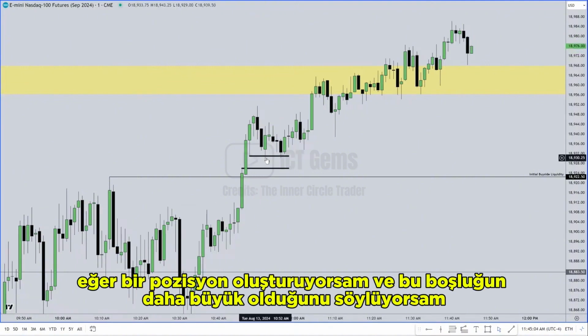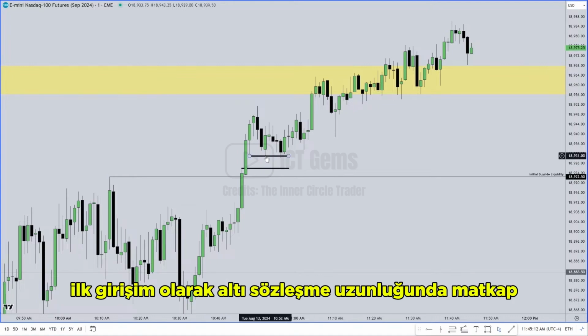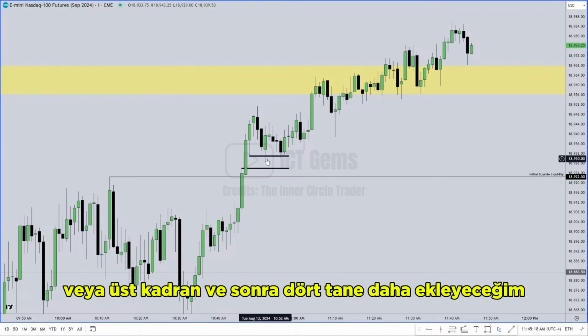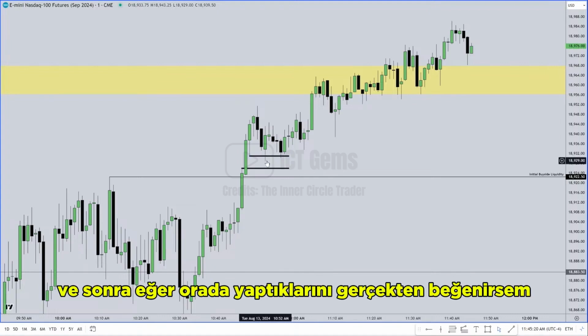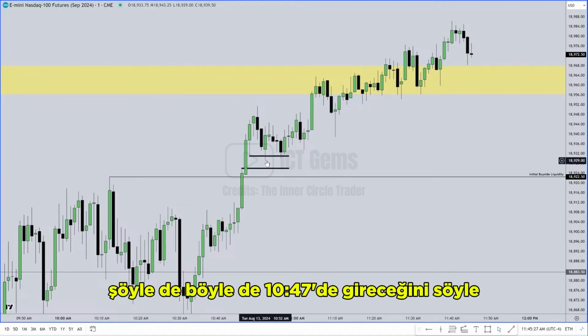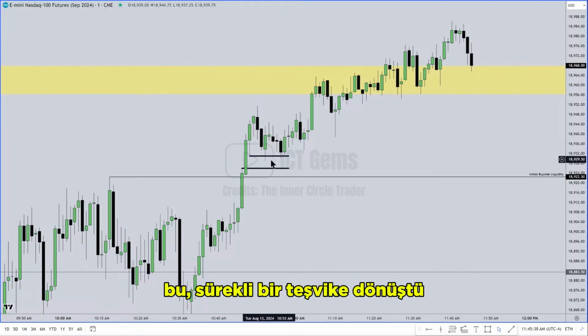If I'm building a position and say this gap is larger, a little bit wider, I will use institutional order flow entry drill as my first entry, 6 contracts long, and it may dig down into consequent encroachment or the upper quadrant, and then I'll add 4 more. And then if I really like what it's doing in there, or if we enter in between, say it goes in at 10:47. Say this time was 10:47. And then at 10:49, it went down into consequent encroachment.